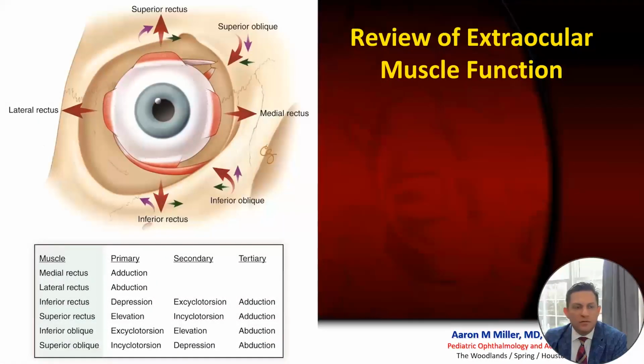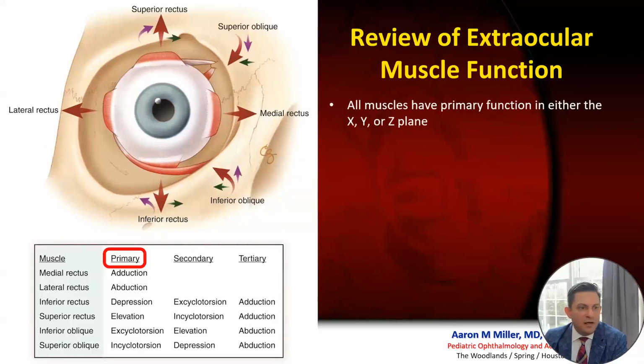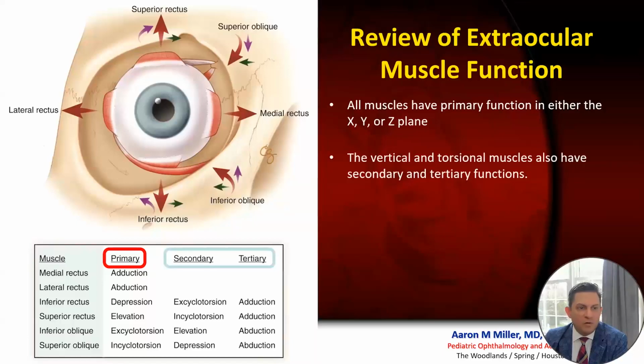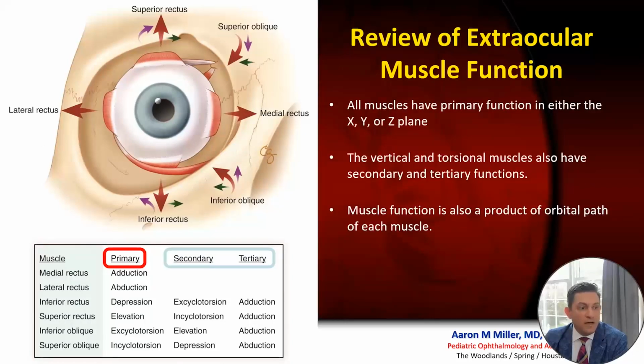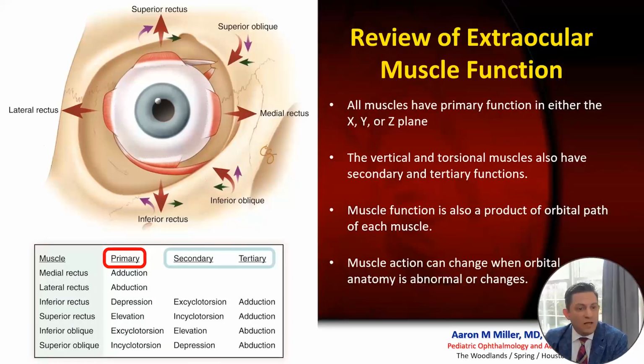So when doing this, I just want to first initially review the extraocular muscle functions. All muscles have a primary function, either in the XYZ plane, but the cyclotorsional and the vertical muscles also have secondary and tertiary functions. These functions are a product of the orbital path of each muscle, and muscle action can actually change when the orbital anatomy is abnormal.